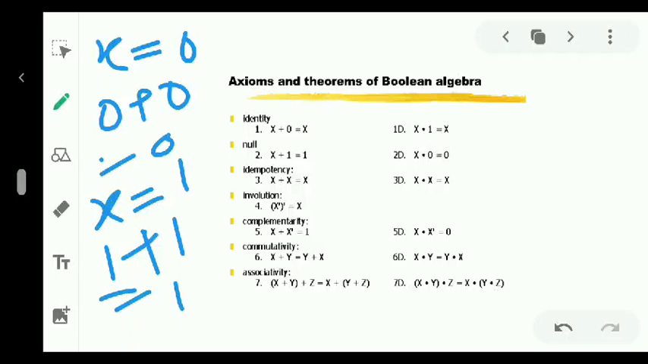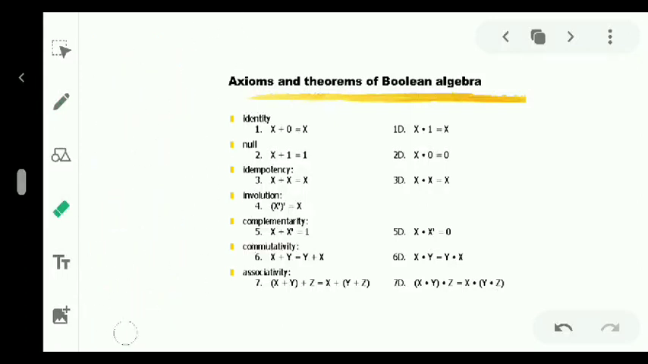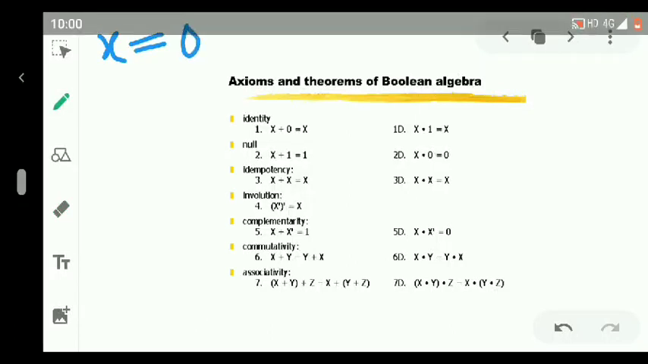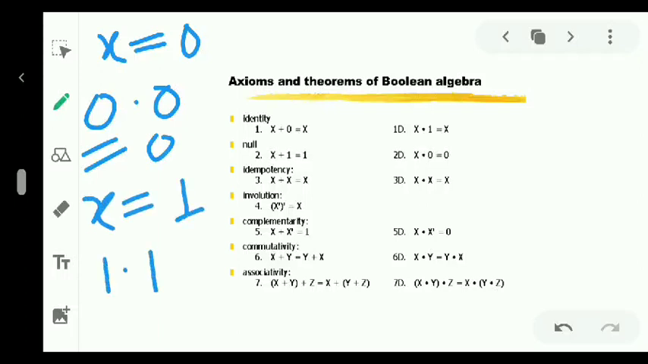Now check the next one. X into x, in normal algebra we are getting x square. But here we are getting only x value. How? We will check that one also. So x value I am taking 0. 0 into 0, it is 0. Now I am taking x value as 1. I found these results. 1 into 1 is equal to 1. Okay, this idempotency rule is also explained.